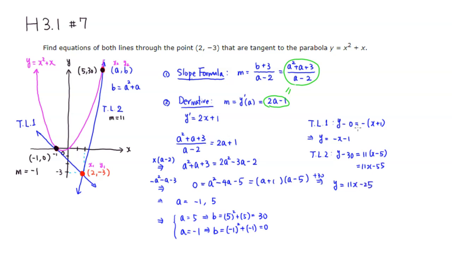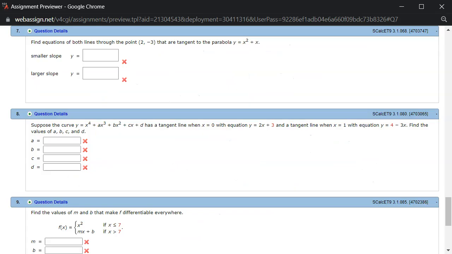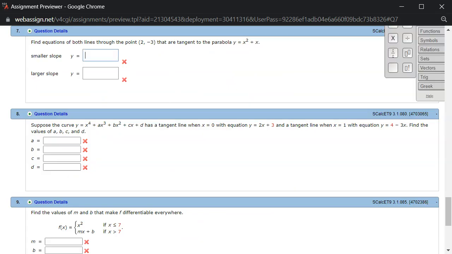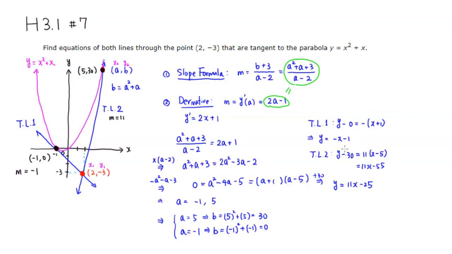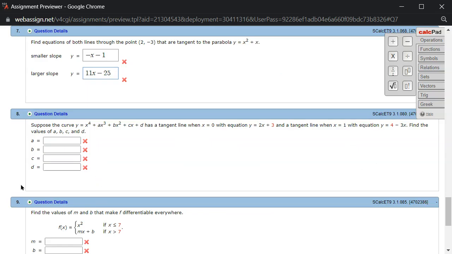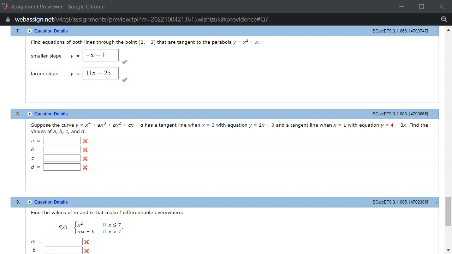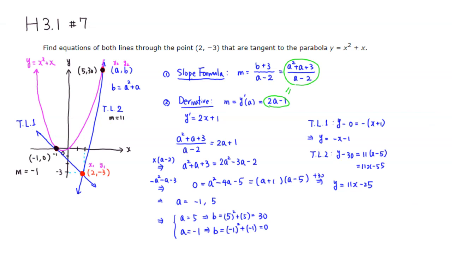Let's type it in. The first one is negative x minus 1, and the other one is 11x minus 25. Let's check the answer. It came back and looks like we got this one correctly. That's it. I hope that this was clear.